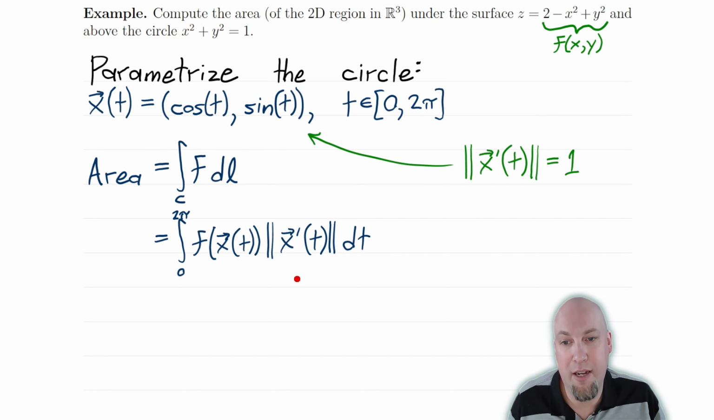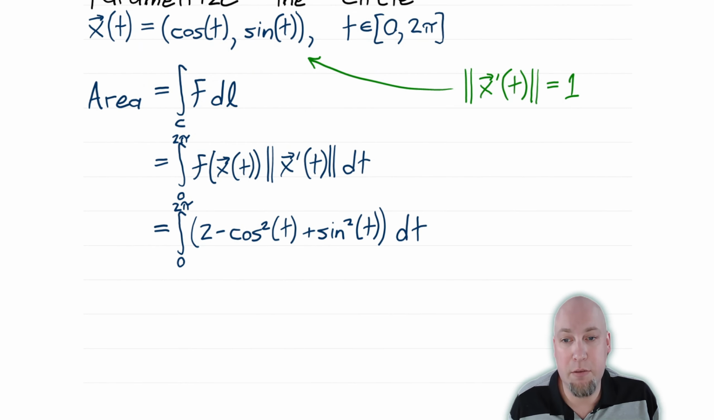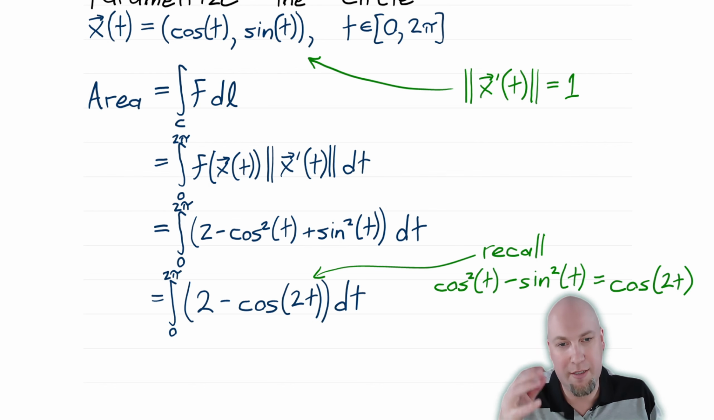I've just got f of x of t, and what's that? Well, f is 2 minus x squared plus y squared. Everywhere I see an x, I replace it by cos, the x-coordinate of my path. Everywhere I see a y, I replace it by sine, the y-coordinate of my path. So I'm going to get the integral of 2 minus cos squared plus sine squared. And I've got to compute this integral.